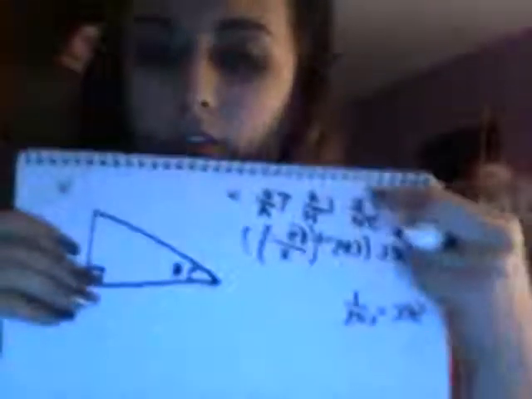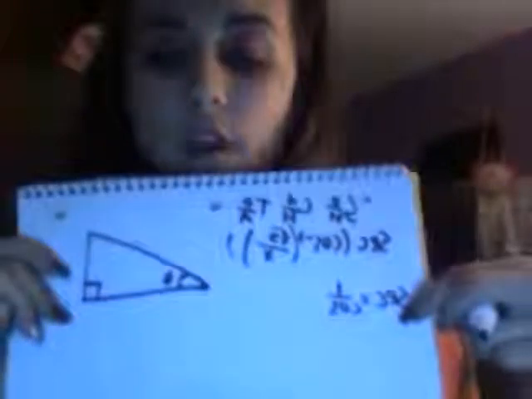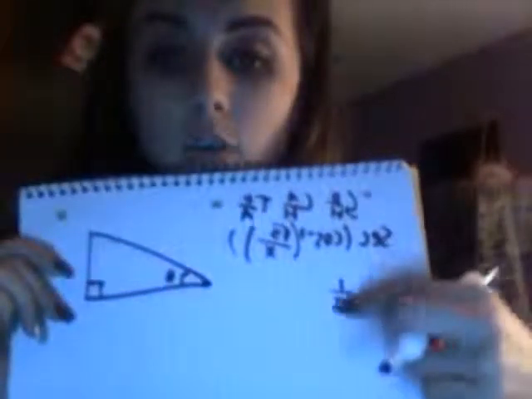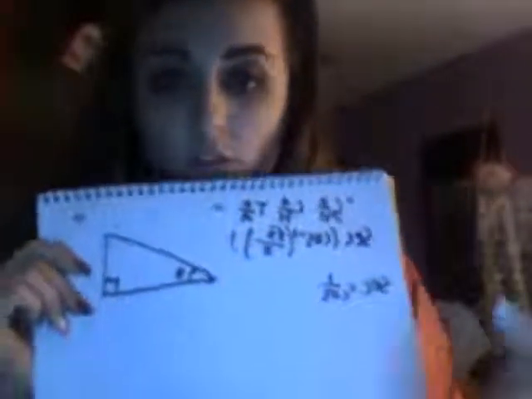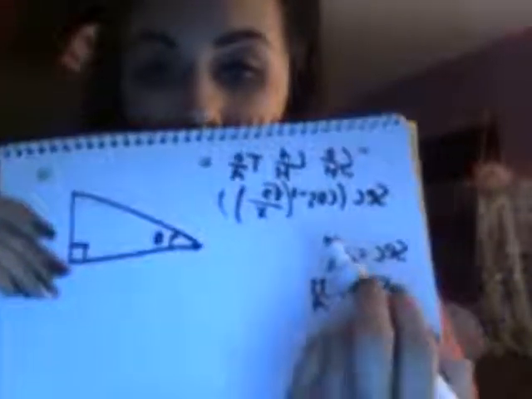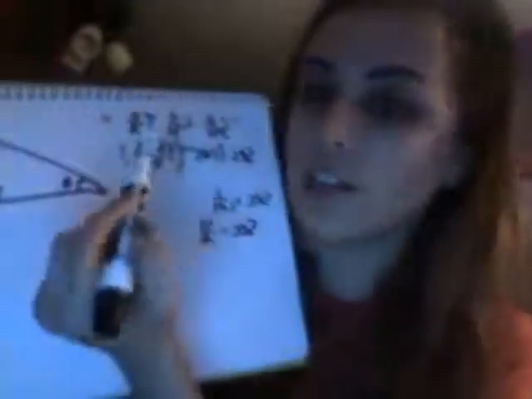Secant is equal to 1 over cosine. So the secant would be hypotenuse over adjacent. Hold on, I should probably do cosine first. Cosine is adjacent over hypotenuse.